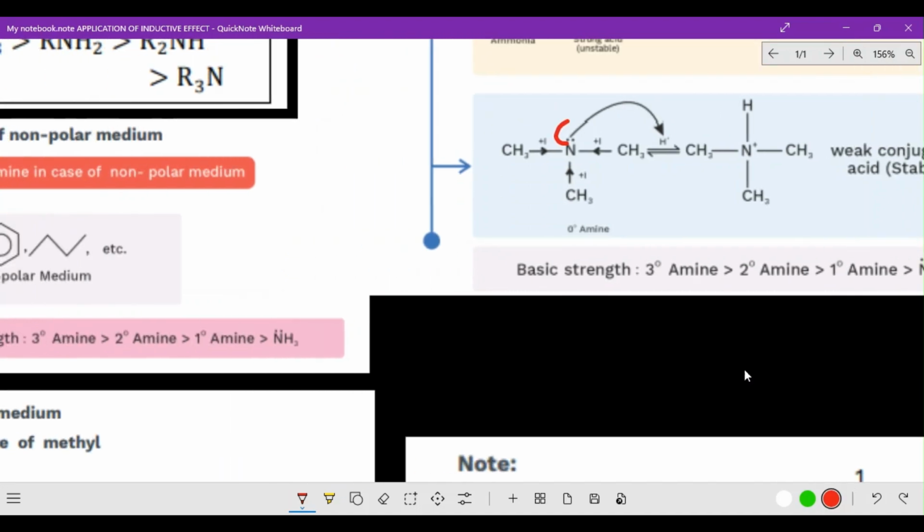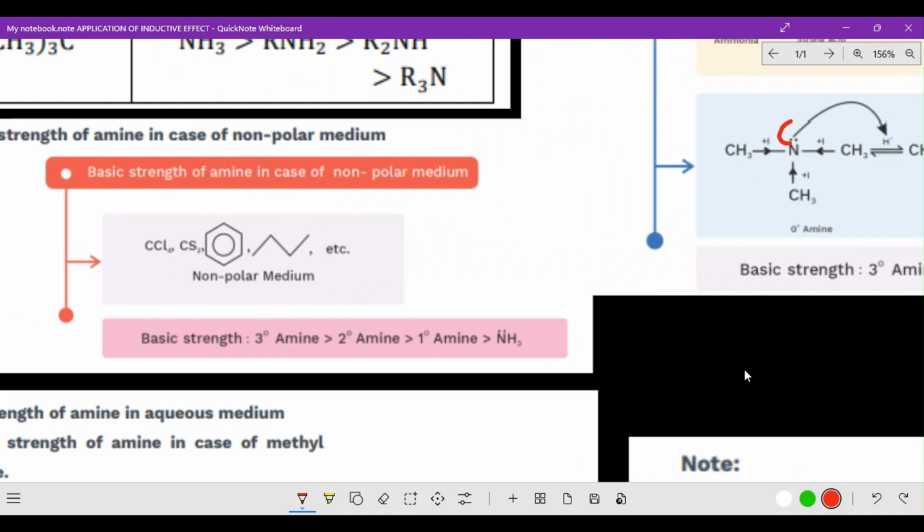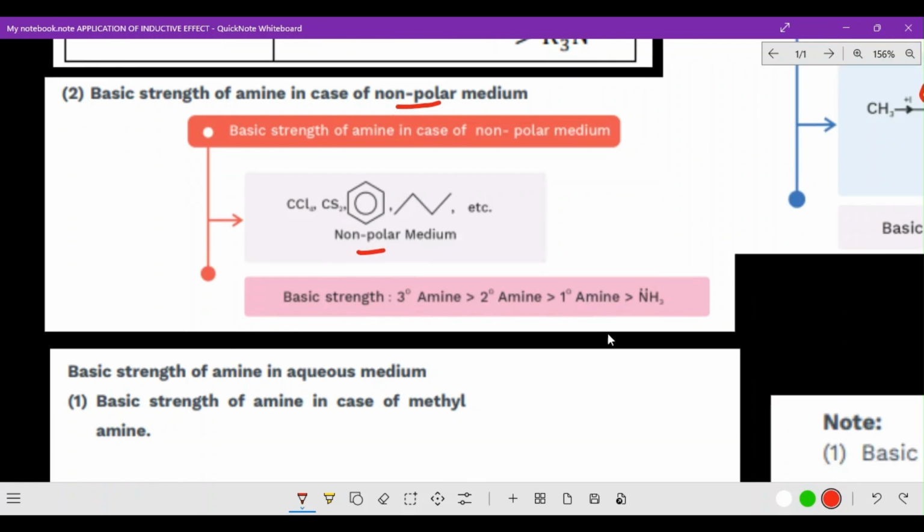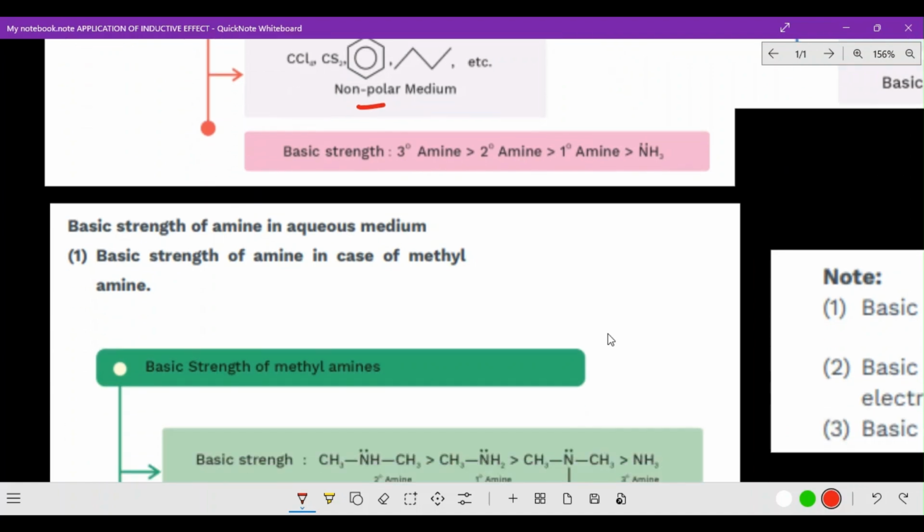Now the second point. I think they have given the formula and examples. The basic strength of amines in a non-polar medium. What we have gone through first is the gaseous medium. Now it is a non-polar medium, such as carbon tetrachloride, carbon disulfide, and benzene. So in non-polar medium, the basic strength goes from tertiary, secondary, primary amine and ammonia. Here also the same idea. They have given the clarity.